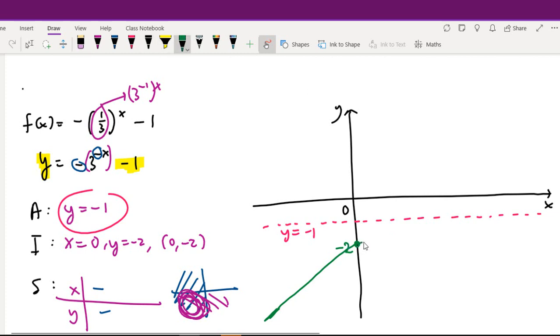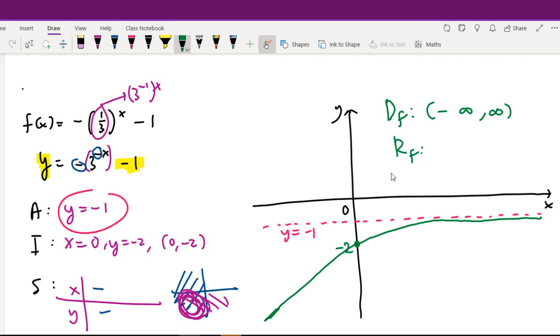So this is the asymptote. The graph approaches the line y equals negative 1 but never touches the line. The domain for exponential is always real numbers. The range for this function is from the bottom up to here, from negative infinity up to negative 1, not included.